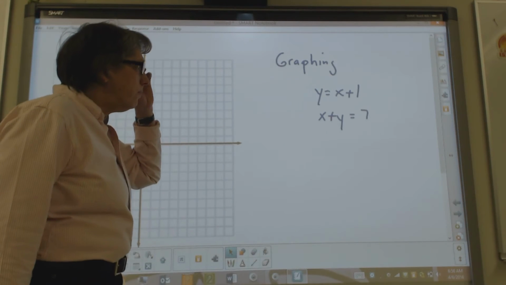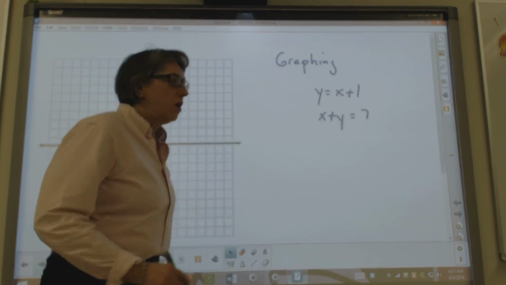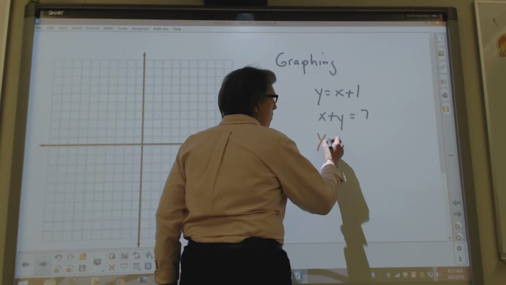All right, the second one, again, this one is in slope-intercept form, but this one is not. So we're going to put this one in slope-intercept form.